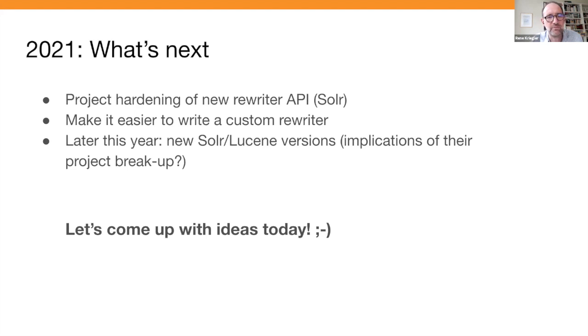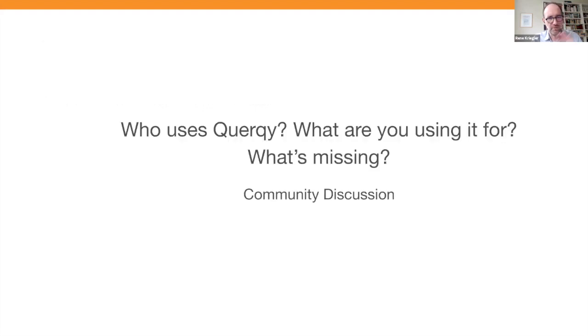Also, it's still painful to write your own custom rewriter. Though we see many interesting ideas for these rewriters, it's still hard to tackle. So I think we should support this better. And I think upcoming are new Solr and Lucene versions, and the two projects are split. So we probably have to deal with the implications. So do we split? At the moment we are releasing Querqy for Solr and Lucene at the same time, but maybe we have to split these two components and give them separate release cycles, especially if Elasticsearch releases faster than Solr.